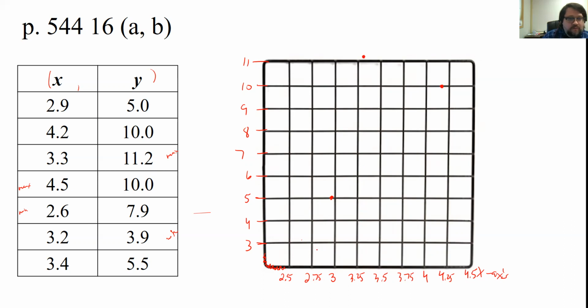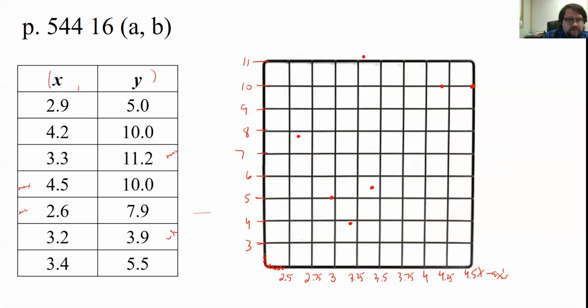Okay. 4.5, we got that. That's on this end. We go to 10. All right, 2.6. So somewhere around there, just short of 8. Somewhere around there. 3.2. 3.2 is around there, just short of 4 at 3.9. 3.4. 3.4 is somewhere around there. 5.5.